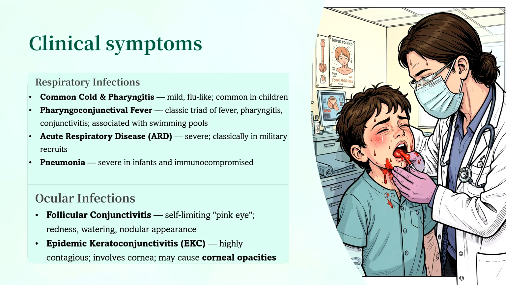In conjunctival infection, the ocular infections like follicular conjunctivitis and epidemic keratoconjunctivitis are common in this infection. So, in follicular conjunctivitis, which is commonly known as pink eye, the patients will experience red eyes, excessive tearing, foreign body sensation, mild pain, and swollen conjunctiva.